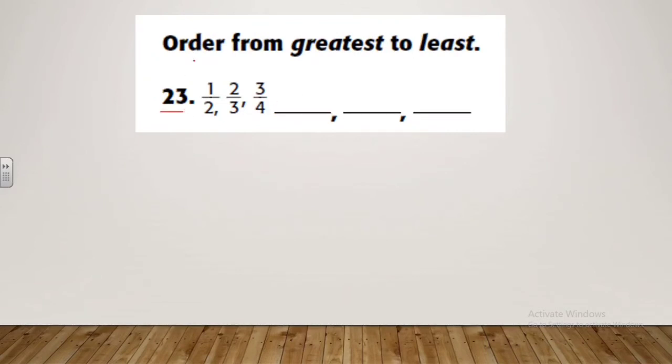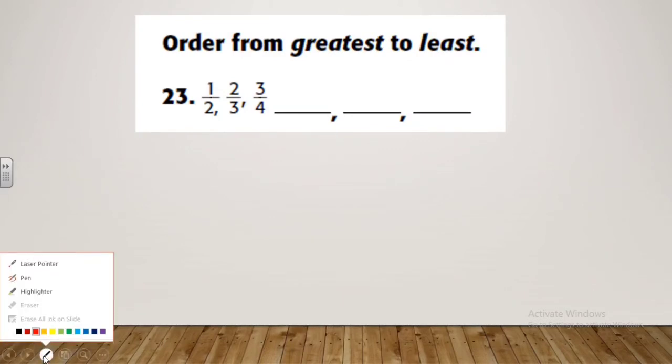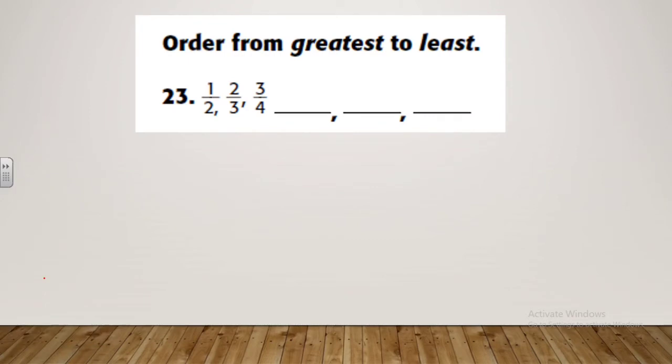You want me to order from greatest to least. So you will search for the big fraction. To find the big fraction here, we must have the same number in the denominator. But if you look carefully here, you will see that the numbers in the denominators are different. So the numerators are different and the denominators are different.